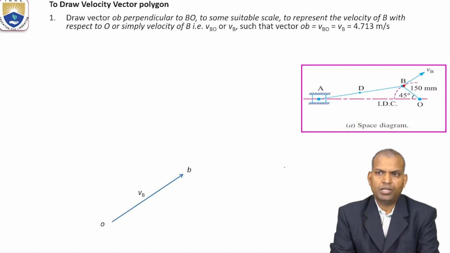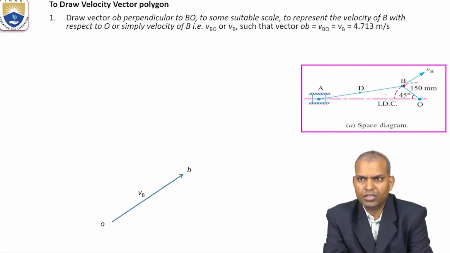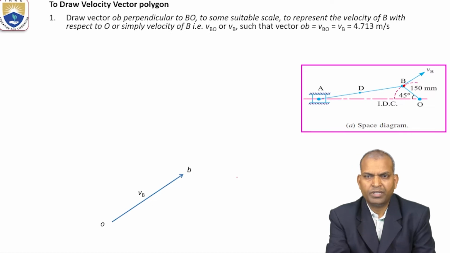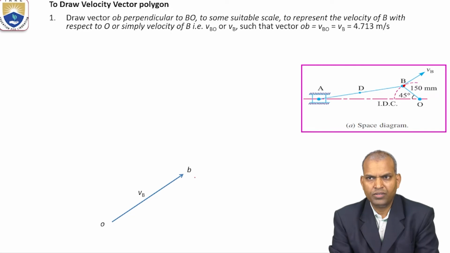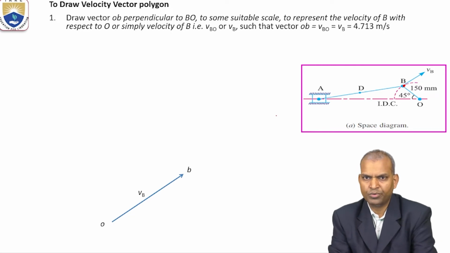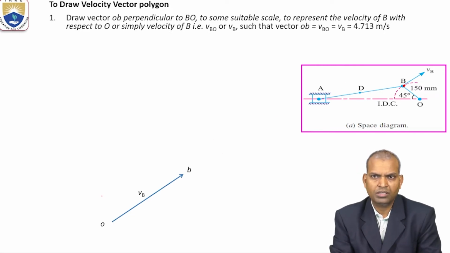Now we have drawn OB, that is VB. That VB is normal, that is the OB vector. In this OB vector, both the magnitude and direction are known. That's why we have drawn it in the clockwise direction. If it is counterclockwise, it is opposite, and it will come out in the downward direction.